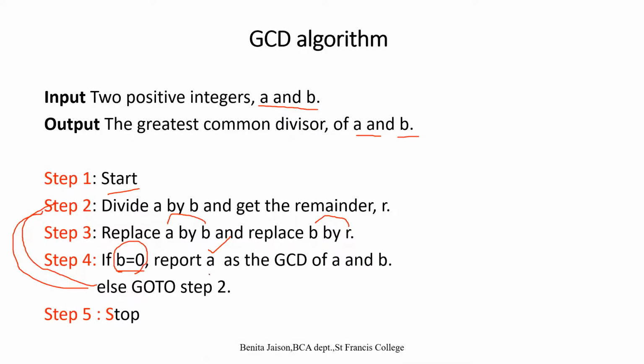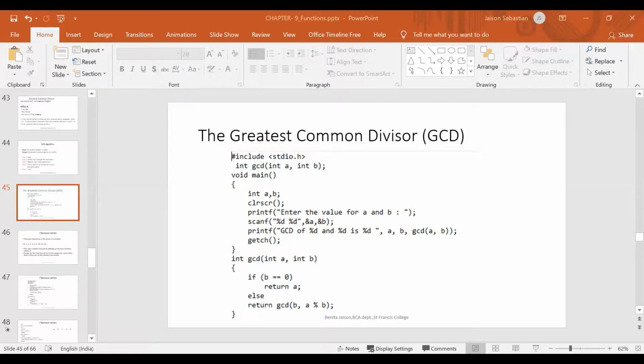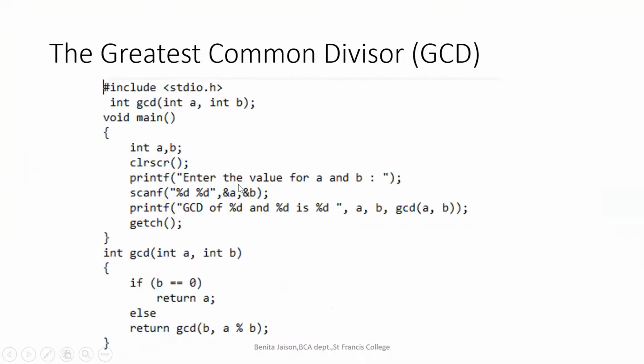If B is equal to 0, the current value of A, not the initial value of A, the current value of A when B was equal to 0 will be reported as the GCD of A and B. Now, program to compute GCD. So now we will see how this iteration is working. One small example we will take.